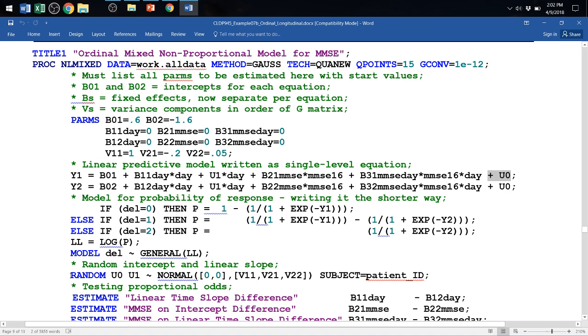Skipping a few lines for a moment, the random effects down here, U0 and U1. So intercept, linear slope, each of those is supposed to have a mean of 0. That's what the thing in brackets means. And here is their G matrix, in order in which it will appear. V11, that's my random intercept variance. V21 is the covariance of the intercept and the slope, and V22 is the random slope variance. So they get starting values written up here.